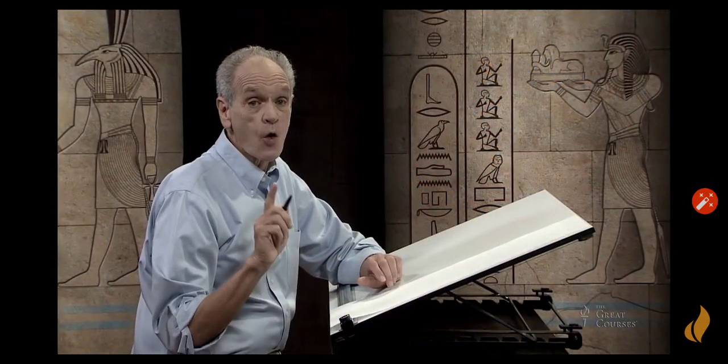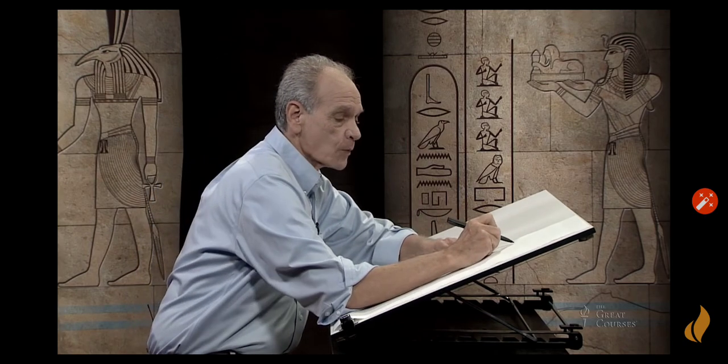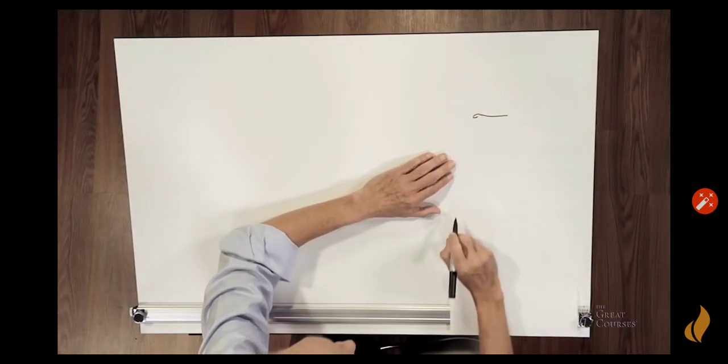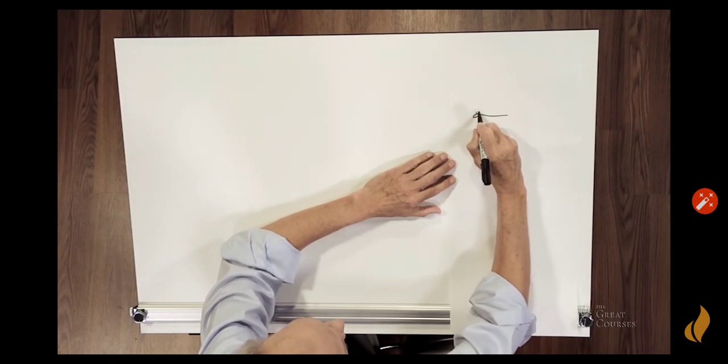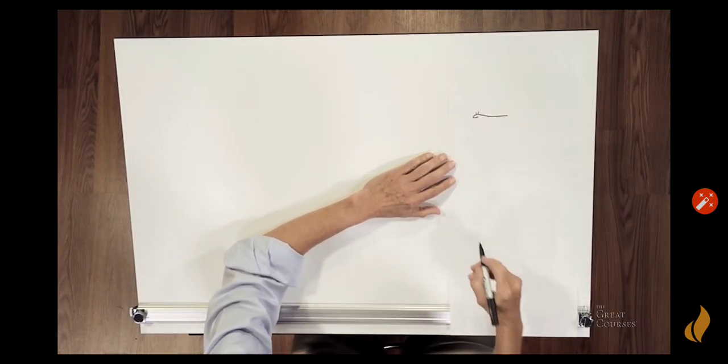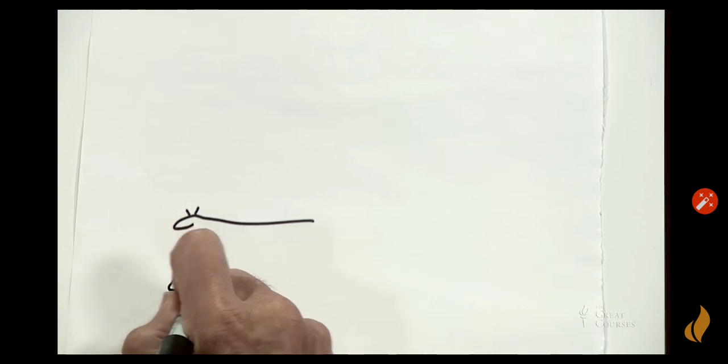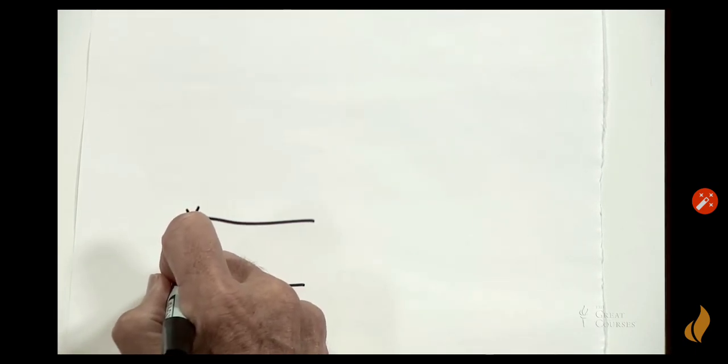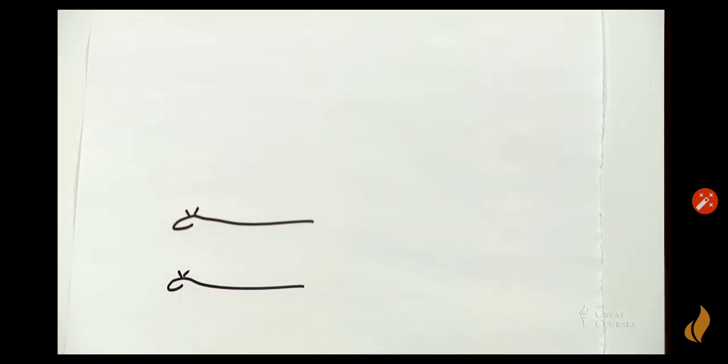F is a snake, the horned viper. Start with the head and body, like that, and then just give him the two horns. And that's it. He's very stylized. So you just give him the body, and then two horns, and you've got it, the F.